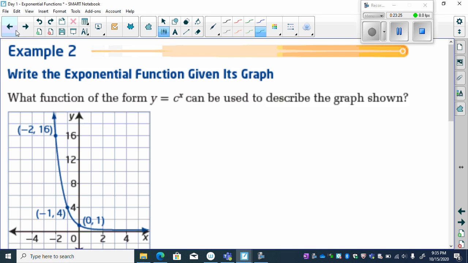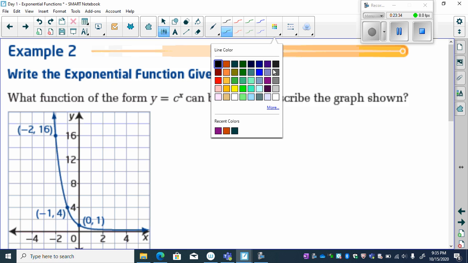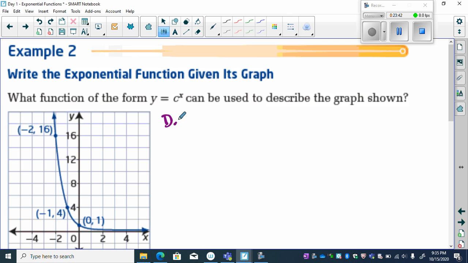One last question to look at. How would you come up with an equation for this curve? Well, first of all, ask yourself this. Is it increasing or decreasing? How do you tell? Well, as I move from left to right, do my y values get bigger or smaller? The answer is smaller. That means it's decreasing. That means that my c value is greater than 0, but less than 1. So the goal is to try and figure out c in this case.